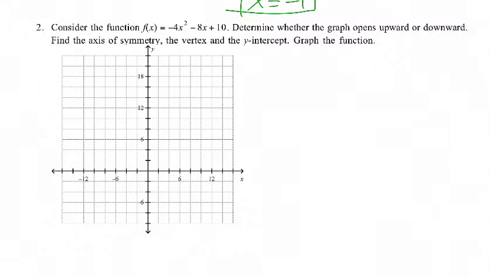So, the first thing we need to determine is whether it opens upward or downward. The way we can tell that is by looking at our a value. In this case, our a value is negative 4. So a is negative 4, which means it opens downward.